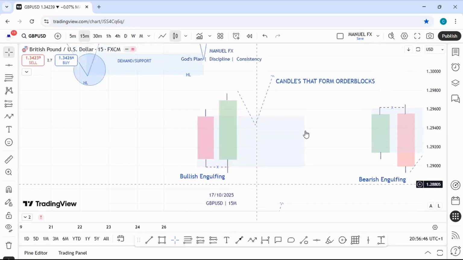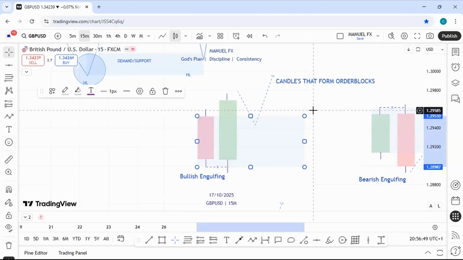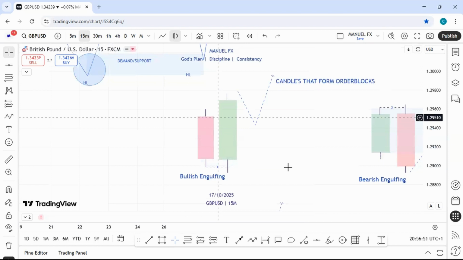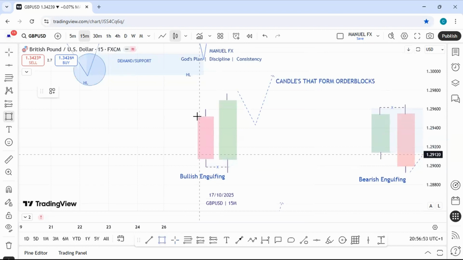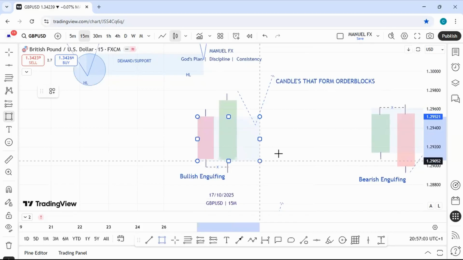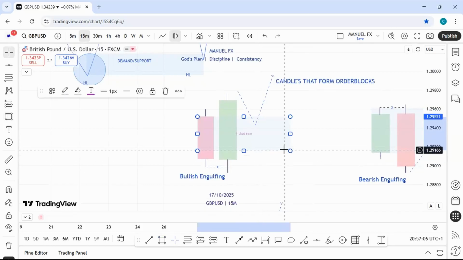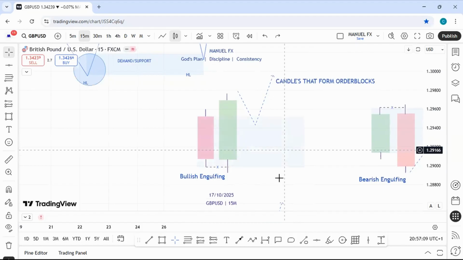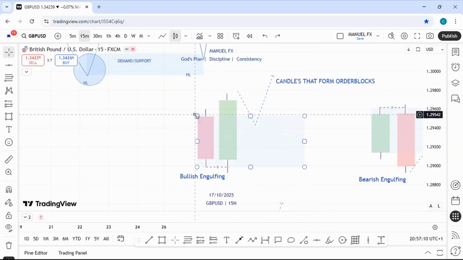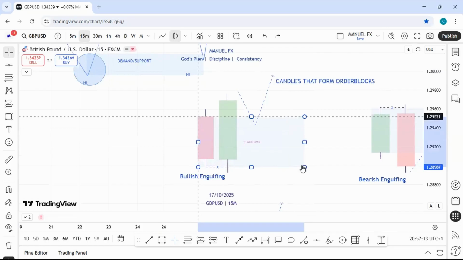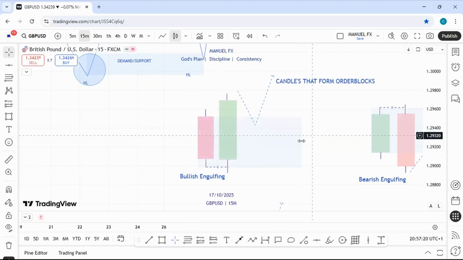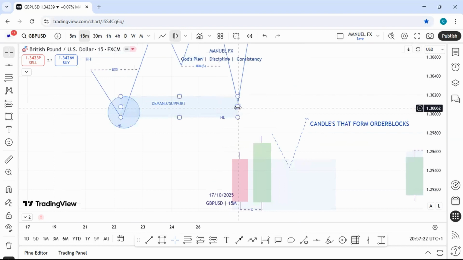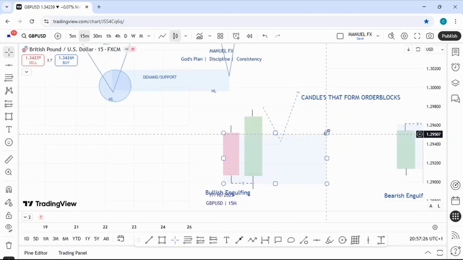And the question is, where then is our POI? How do we then map our POI once we see this kind of formation? We map our POI from the body of the baby candle, from the body of the baby candle, the wick of the baby candle becomes our buy POI. Now, this demand zone you're seeing here is literally this thing.